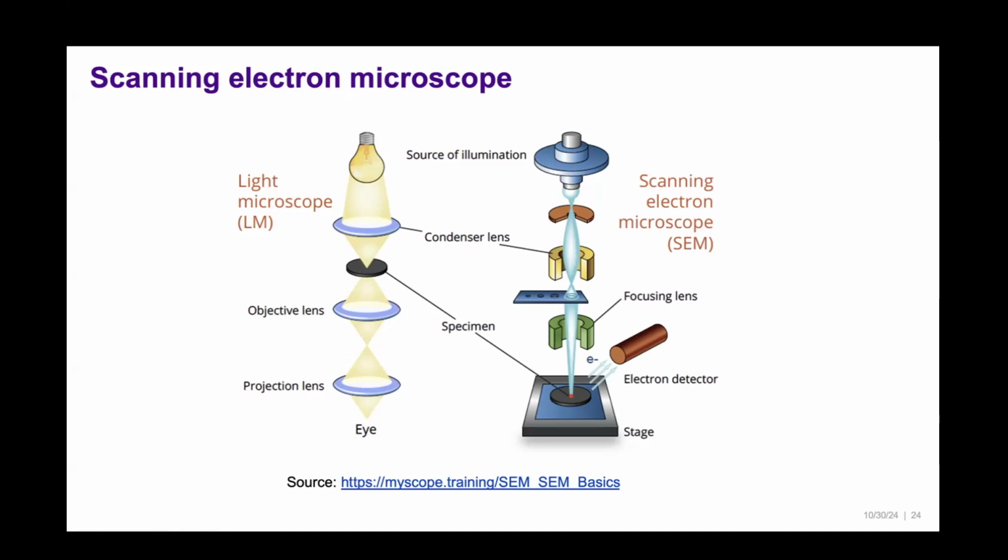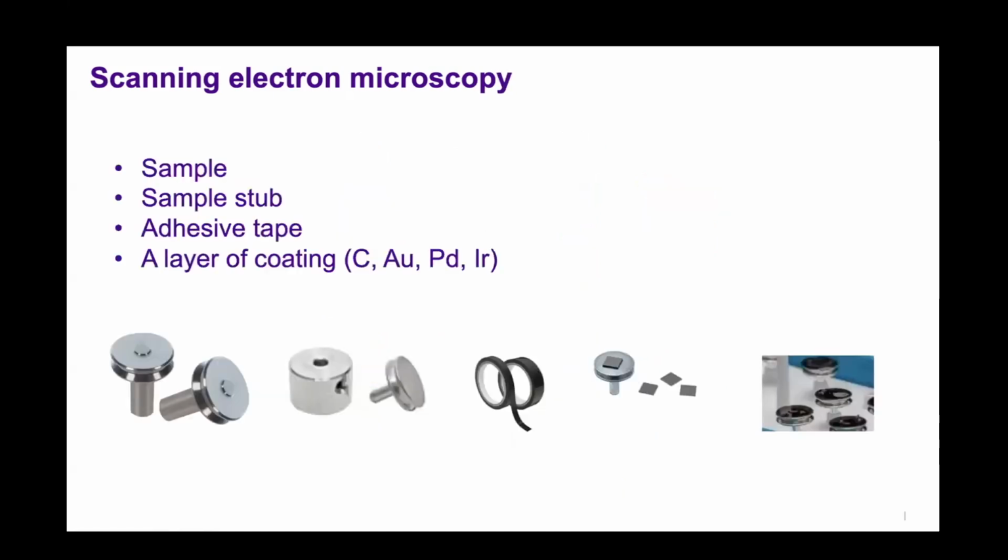Fine, no questions. So how then is this image done? If you want to image, say you have a sample, there are a few simple things we need. You saw already these sample stubs. You need some adhesive tape, because most organic samples are not good conductors, and you need some heavy elements. So you always have to coat. So use some coating. It can be carbon or conductive coating, gold, palladium.